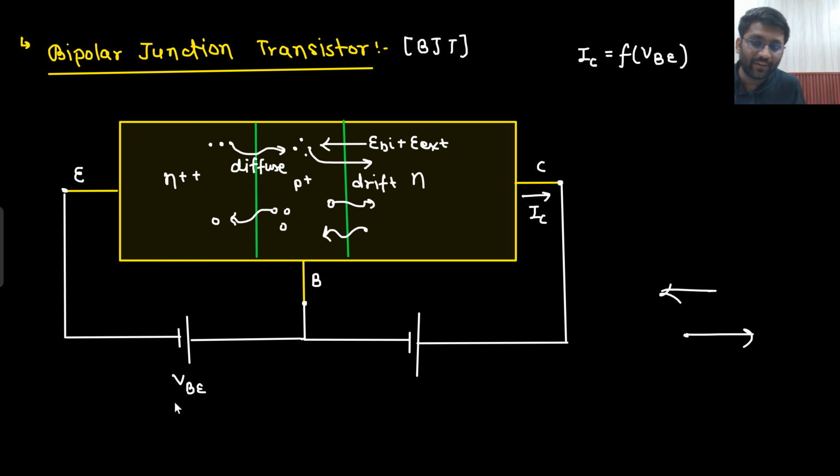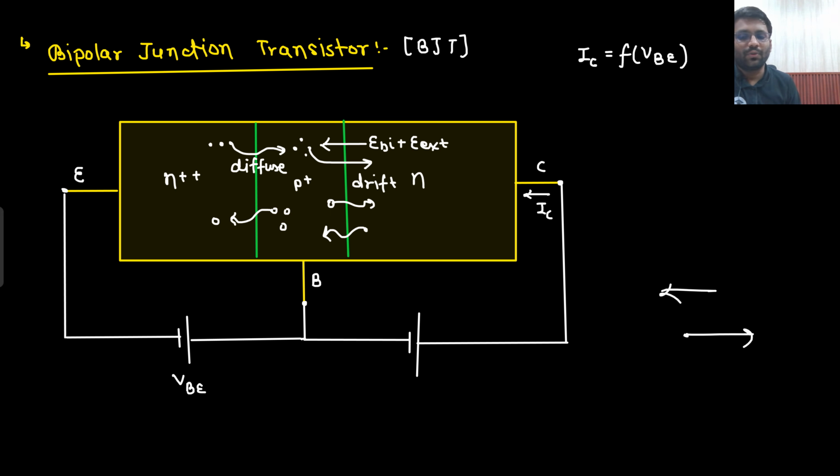I want this IC to be a function of VBE. How will I make it? Sir, you applied VBE here. Because of that, a lot of electrons are diffusing from this N++ region to the P+ region. A lot of electrons have come here. Now, these electrons need to feel a very high force so that they are swept away into the collector region. And because of that, the current would flow. Since electrons are swept away in this direction, the IC current would flow in the opposite direction.